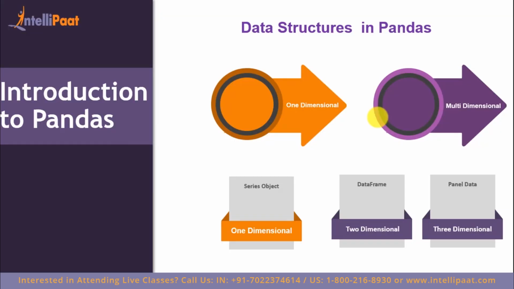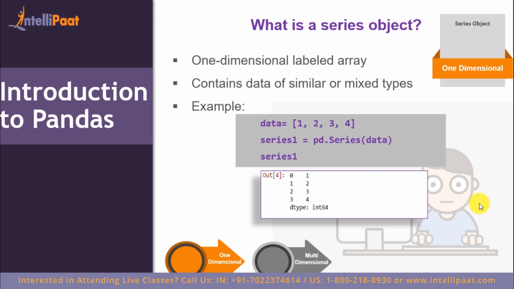So we've got one-dimensional and multidimensional data. So if you're working on a one-dimensional data set, it is known as a series object. And the two-dimensional data object is known as the pandas data frame. And if you're working on higher than two-dimensional data, pandas would create a panel data for you. So let's properly understand what exactly is a series object.